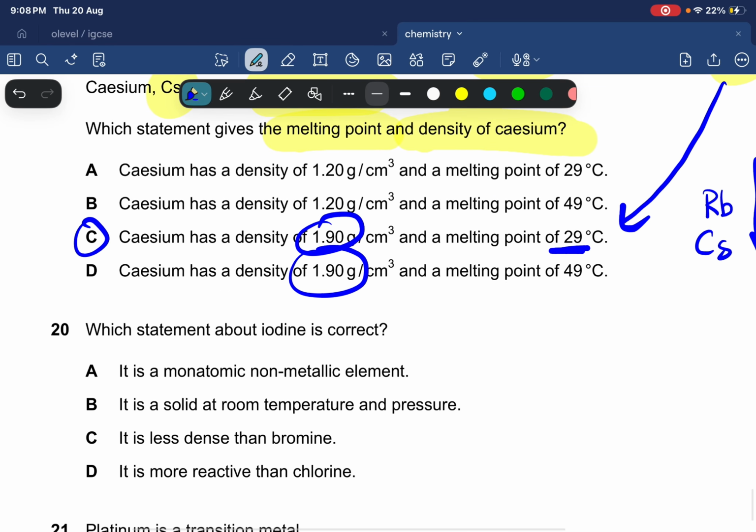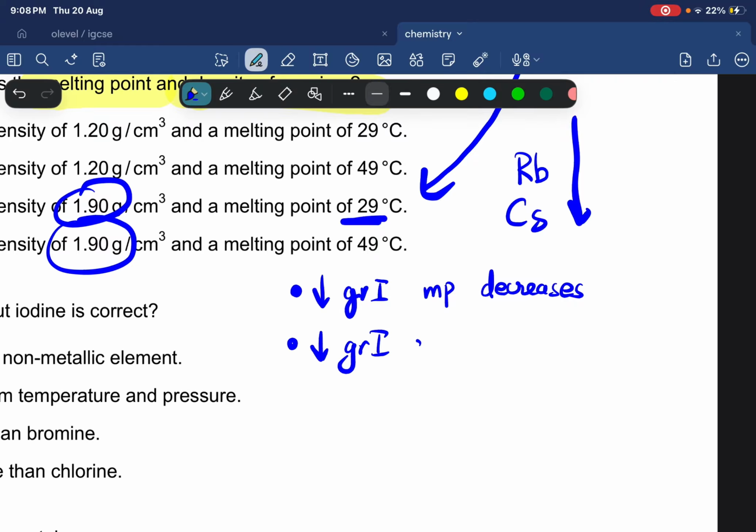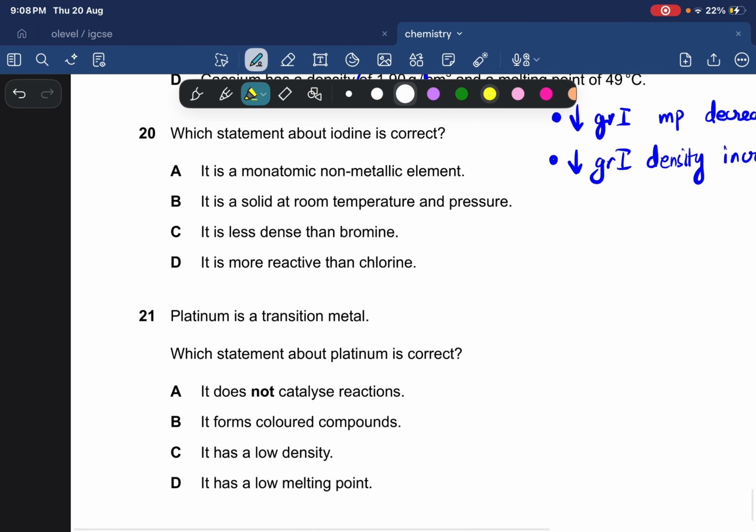So for 2 points for this MCQ, you should write down: down group 1, melting point decreases, and down group 1, density increases. Always remember, in all the periodic table, down the group the density is always going to increase because the mass number of the thing is increasing. So density always increases down the group.